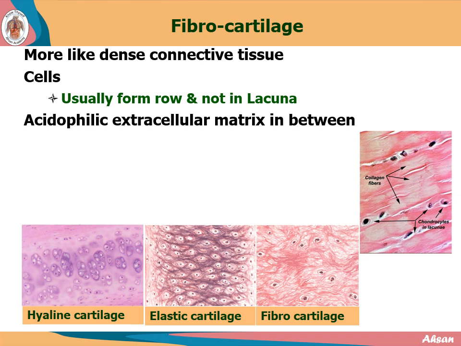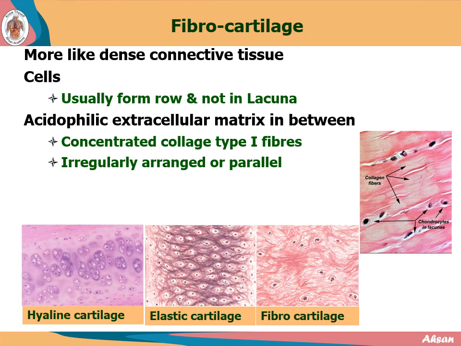We have observed that in hyaline cartilage, the extracellular matrix is homogeneous. In elastic cartilage, a fine network of elastic fibers is present, but here in the fibrocartilage, it is like dense connective tissue containing a large amount of collagen type 1 fibers. So these are pinkish in color on staining, and the arrangement is more irregular or maybe parallel, as shown in the figure on the right side.